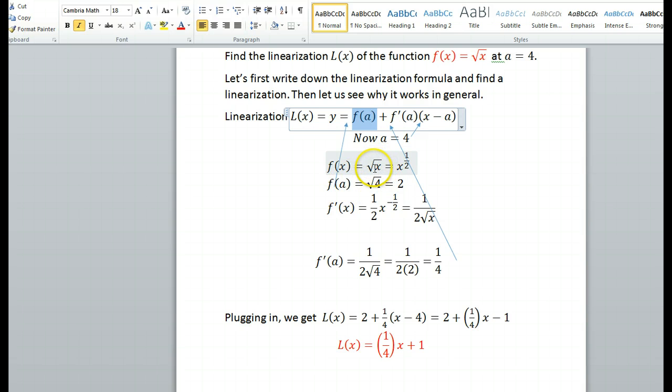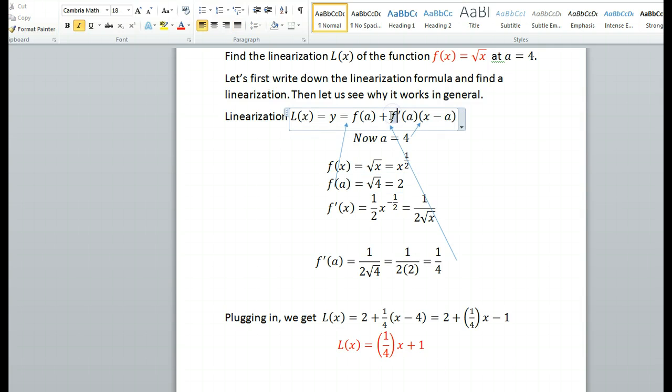For x you plug in a. Now what is a? A is equal to 4. So you plug in 4 here. Square root x becomes square root 4, but square root 4 is 2. So we now know what this is. That is equal to 2, f of a. Alright, we are done with that. Now let's go up here.